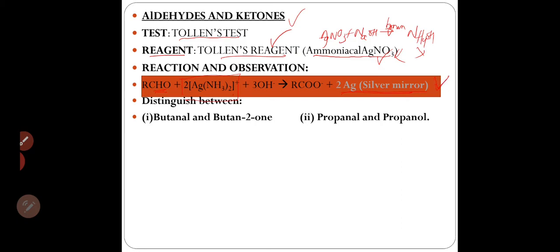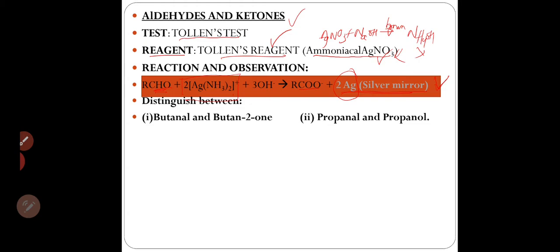So why does the silver mirror form? Because of the formation or deposition of silver. Again the same thing will happen, like this is an oxidation reaction. So your CHO will change to COO minus, and this whole complex now will decompose to give silver, which leads to the formation of silver mirror.